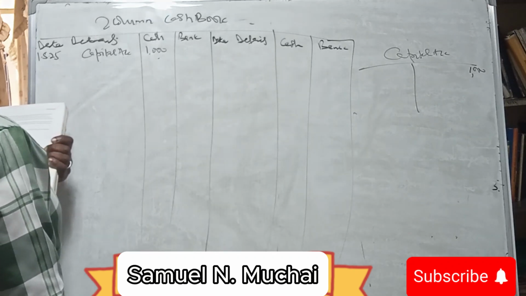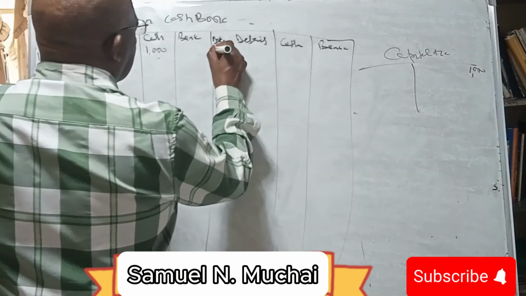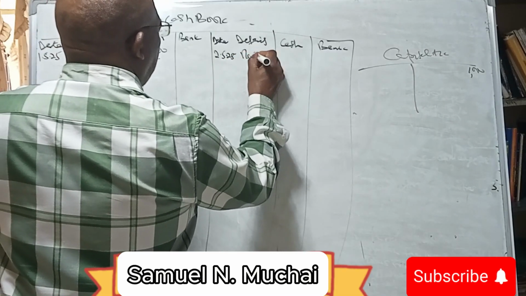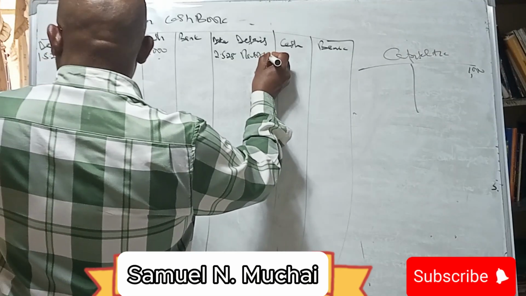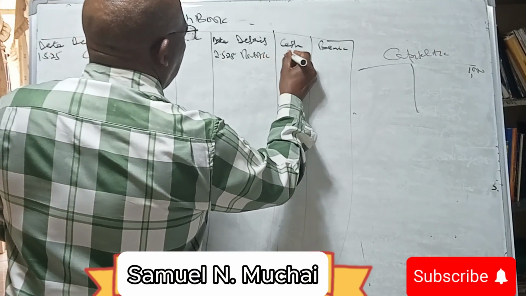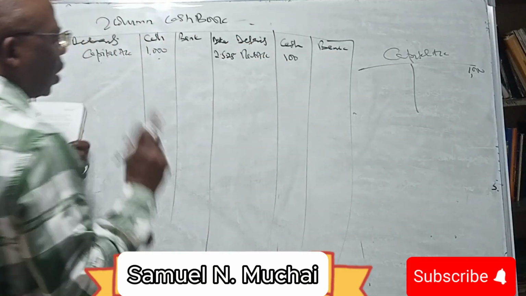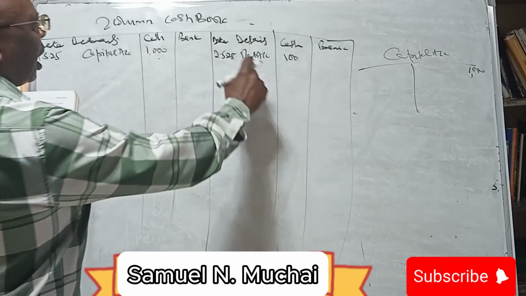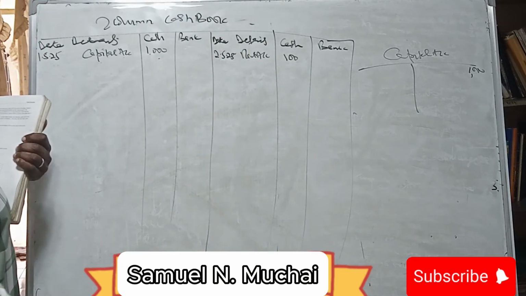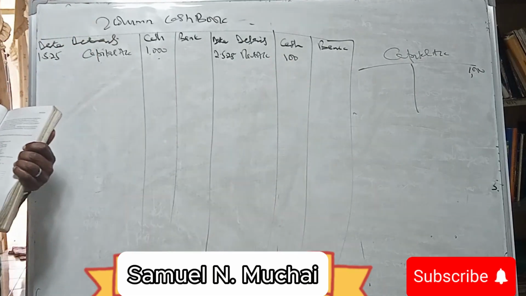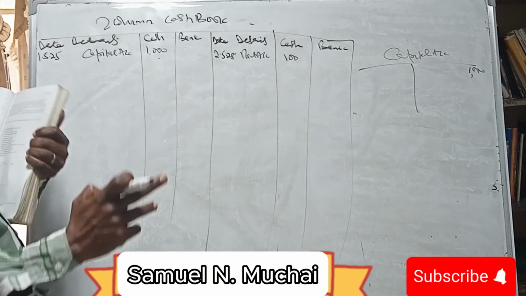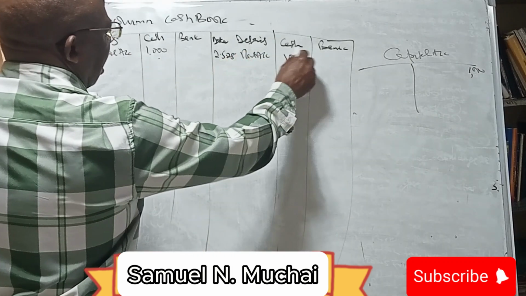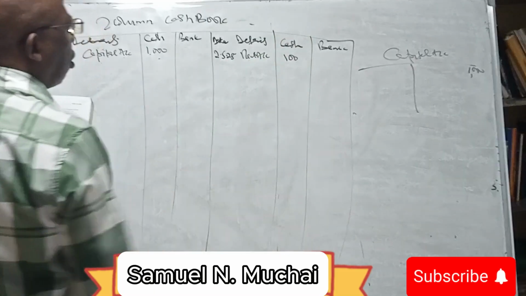On 2nd of May, paid rent in cash 100 pounds. The corresponding account is the rent account, and we paid 100 in cash, not in bank and not by check. So we debit the rent expenses account as we credit the cash account. In the cash column, we record the payment.